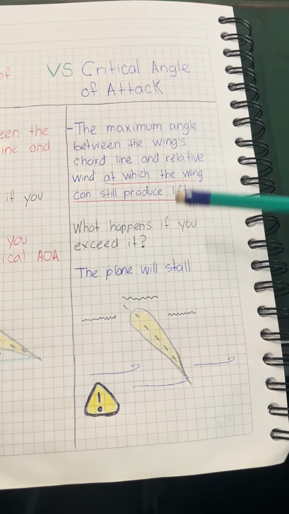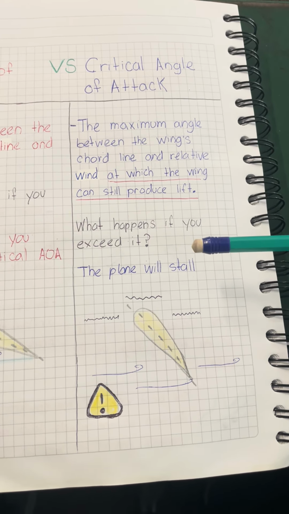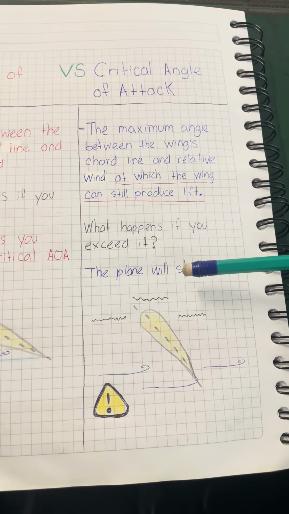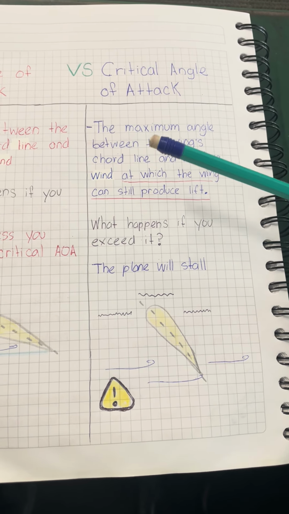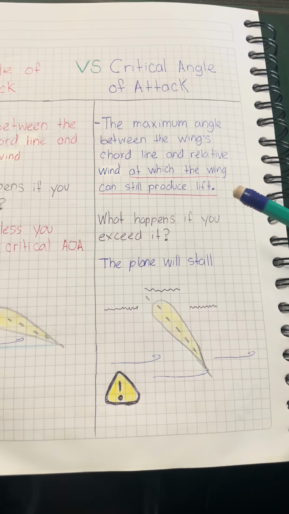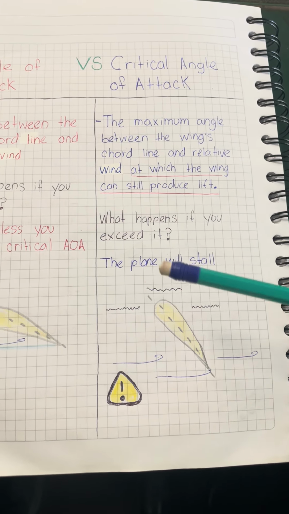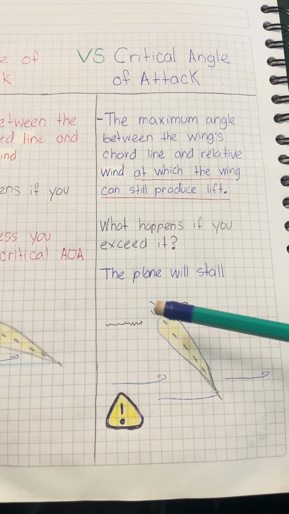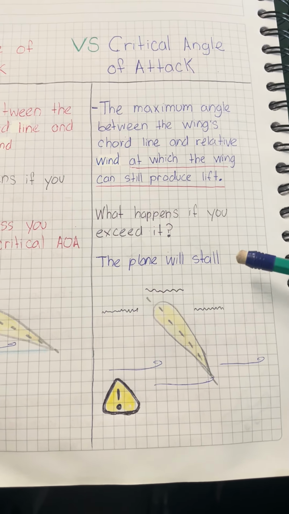Now, for the critical angle of attack, what happens if you exceed it? The plane will stall. It doesn't mean that the plane is going to start rapidly descending. No, it's just not going to generate any more lift. So in other words, you're not going to be gaining any more altitude. Why? Because the plane is stalled.